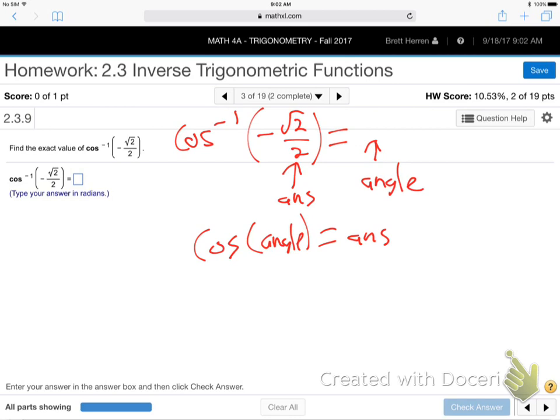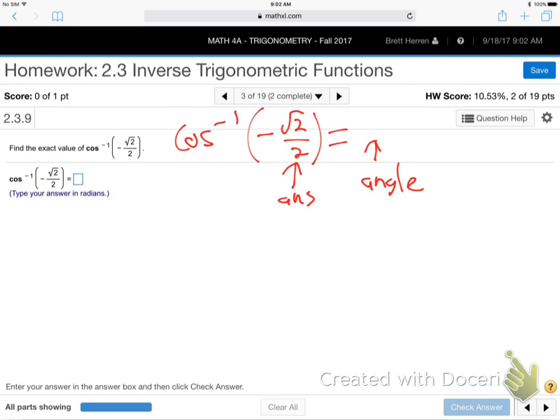So this question is asking you for the angle whose cosine is negative root 2 over 2. That's what it's asking. That makes sense? That's what any inverse function does, they switch inputs and outputs. Like an inverse toaster, you would put in the toast, get out the bread, right? It's reverse. So inverse cosine, or any inverse function in all of math, means a switching of inputs and outputs. So the negative root 2 over 2 must be the answer, and they're asking us, what angle will produce that answer for cosine?